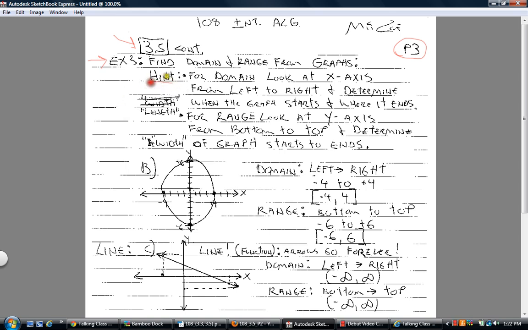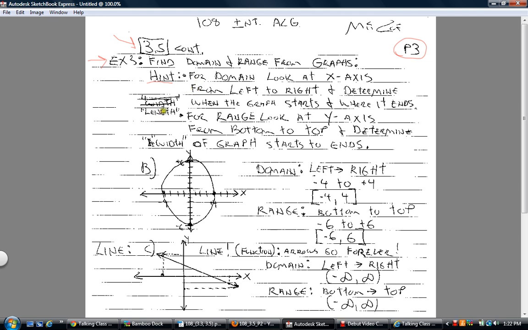When you find the domain, you are looking at the x-axis and you're going to go from left to right. What's the smallest value and what's the largest value on the x-axis? That's your domain, and you're going to use interval notation to list that.